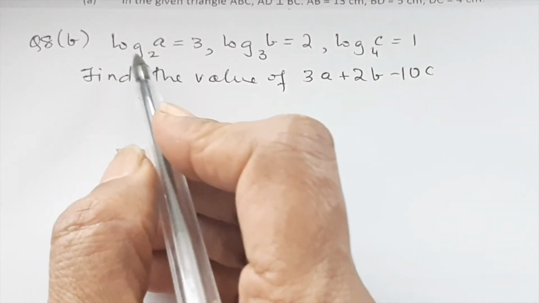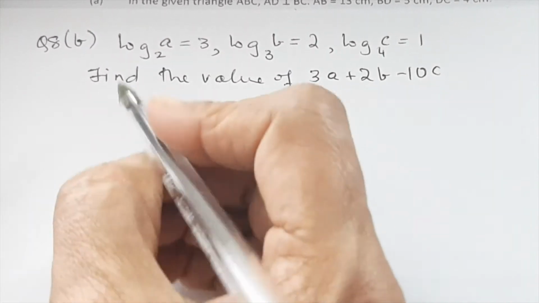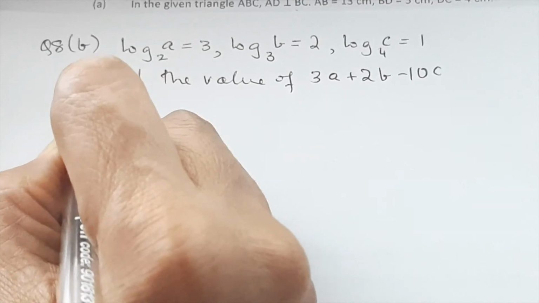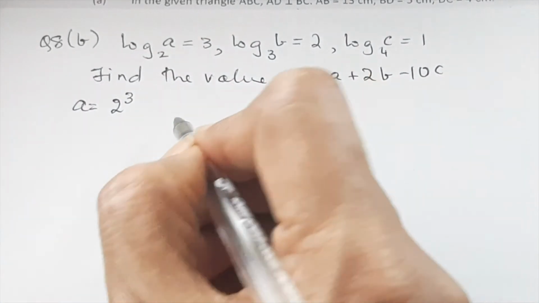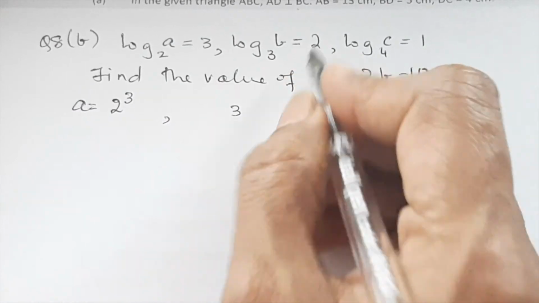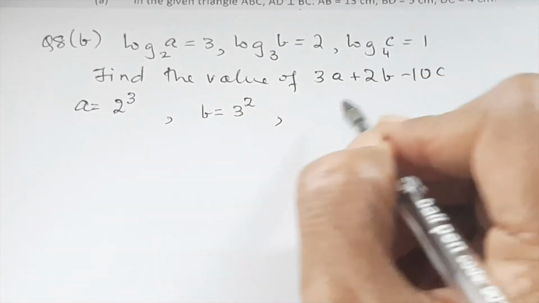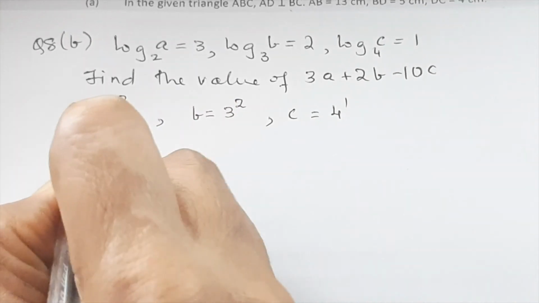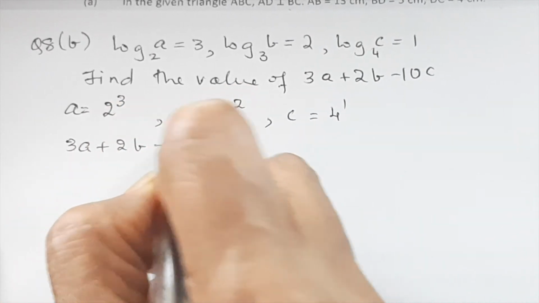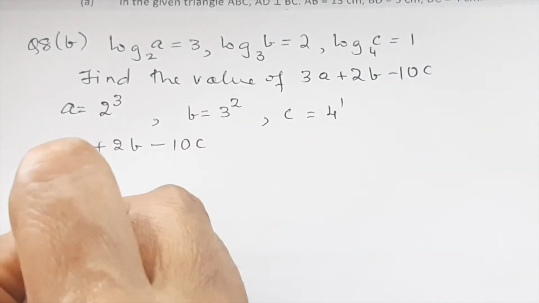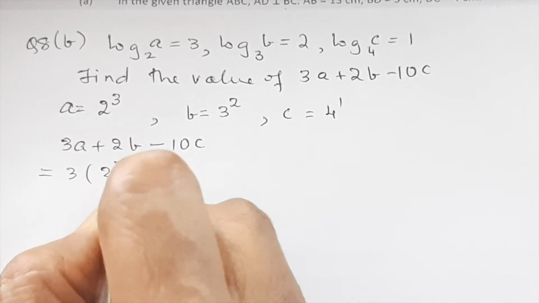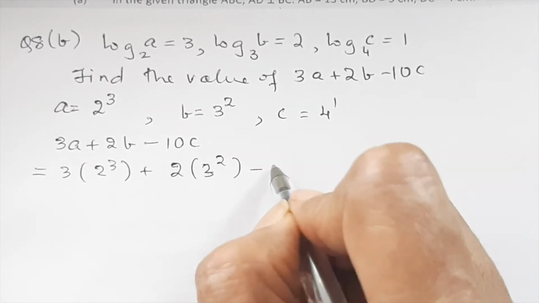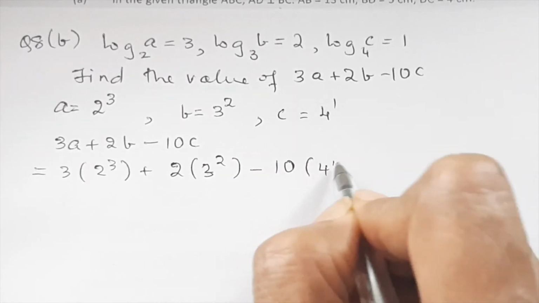So if we are given the values of log a to the base 2 equal to 3, we can easily say that 2 to the power 3, and that is the value of a. So we'll have a equal to 2 to the power 3. And here we will have 3 to the power 2 will be b, and 4 to the power 1 will be the value of c. Okay, now we will write this 3a plus 2b minus 10c equal to 3 into bracket a means 2 to the power 3 plus 2 into bracket b means 3 to the power 2 minus 10 into bracket c means 4 to the power 1.